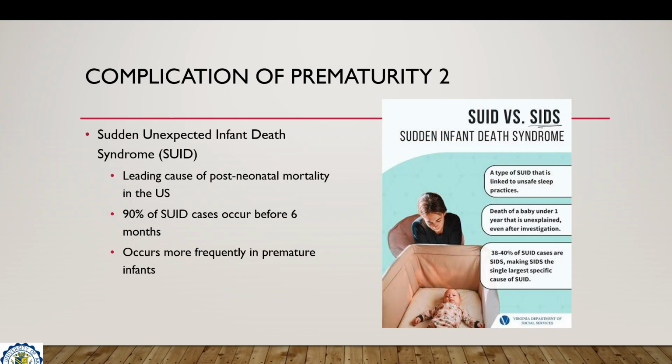Something that happens in all types of infants, especially preterm infants, is sudden unexpected infant death syndrome. Now, this is different than SIDS, which you probably have heard of before. Sudden unexpected infant death is the umbrella under which SIDS falls. So this is the leading cause of post-neonatal mortality in the U.S. So it's the leading cause of death in our babies once they're born in the United States. 90% of these cases occur before 6 months, and it does occur more frequently in premature infants.